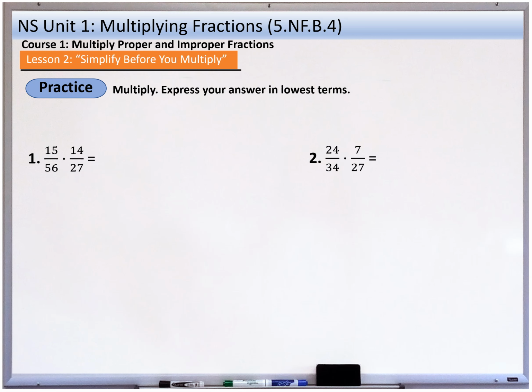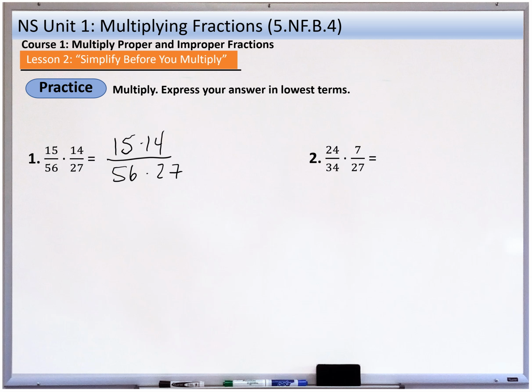15 to 56 times 14 to 27. I never say something like 15 over 56 because that's not really mathematical. When I say 15 to 56, I'm kind of using ratio language, or I could say 15/56, but try not to say 15 over 56 or 14 over 27. It'll make sense later. Anyway, so 15 times 14, 56 times 27.